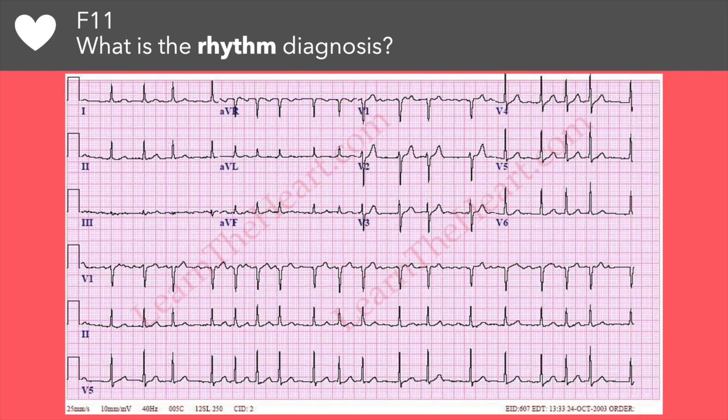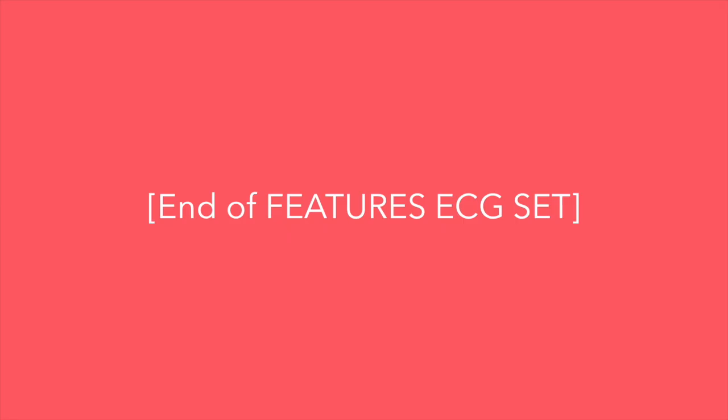This is atrial fibrillation. It's an irregular, narrow complex tachyarrhythmia, and it's due to multiple micro-reentrant circuits within the atria. Ventricular rate is usually 100 to 180. We don't see any distinct P waves, but merely an undulating baseline of fibrillation F waves.